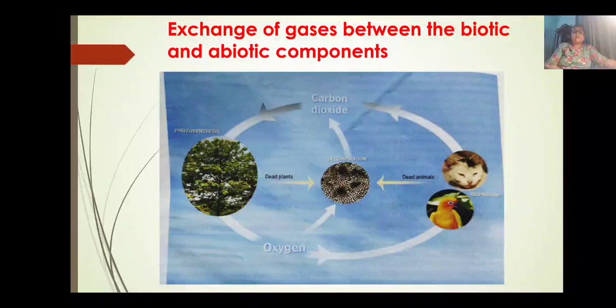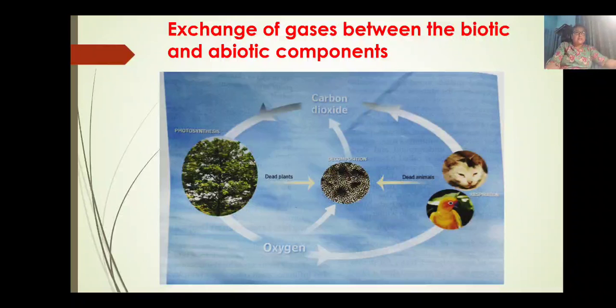Here on the screen you can see the exchange of gases between the biotic and abiotic components. Since we have already learned about the ecosystem, we know that there are some physical, abiotic components, like air, water, temperature, soil, everything. So how does the exchange of gases between the biotic and the abiotic components take place? The figure displayed is showing this exchange of gases.